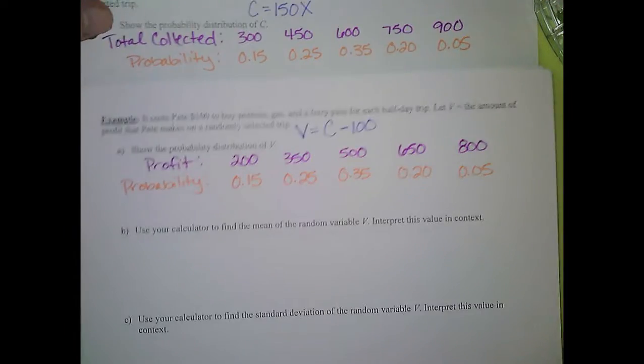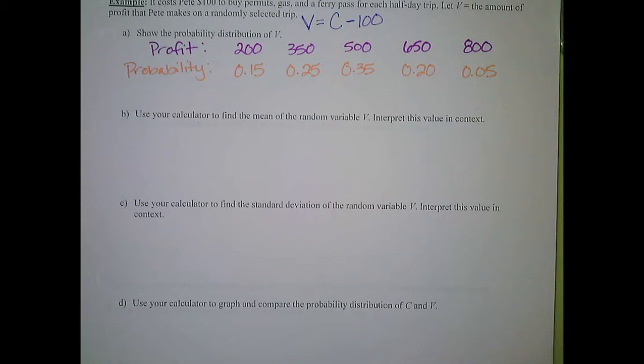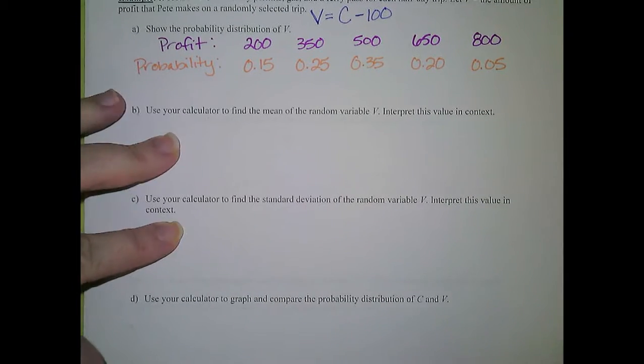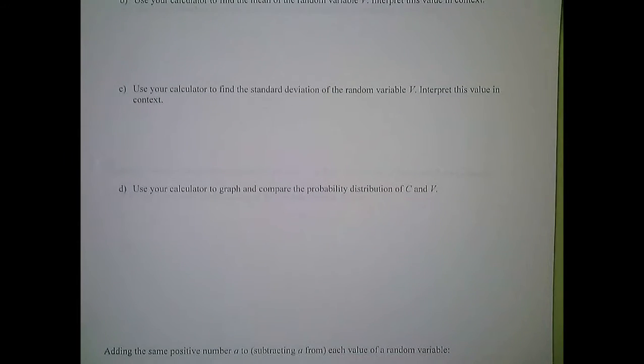So now that we have the probability distribution for V, what I'd like for you to do is use your calculator to find the mean of V and the standard deviation of V and interpret those in context. Then once you've done that, I want you to use your calculators to graph and compare the probability distributions of C and V. How are the shapes compared? How are the centers compared? How is the spread compared?